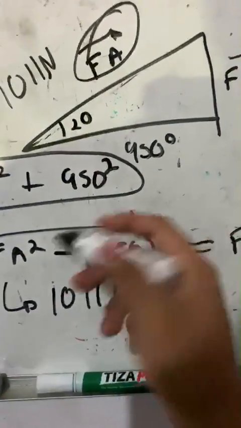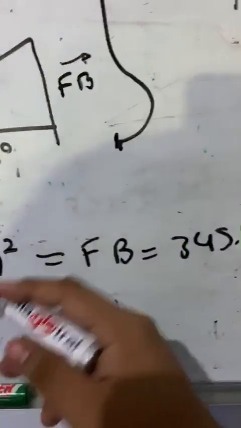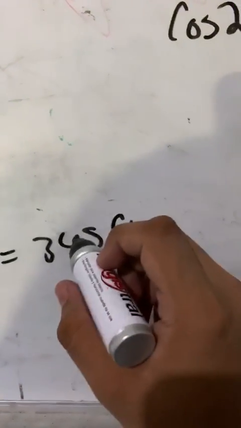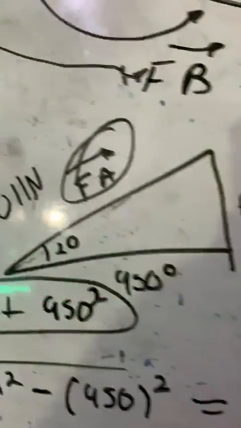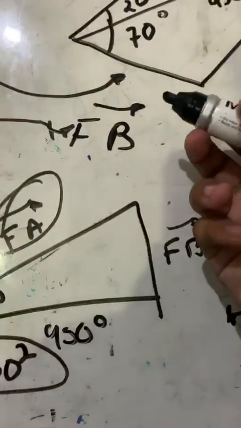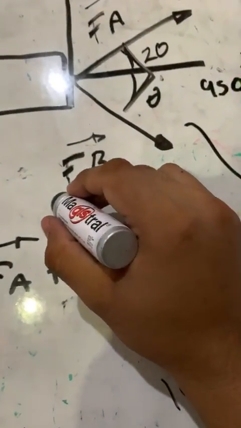And we just need to solve this simple problem. We can use the calculator. And finally, we got that force B is equal to 345.9 newtons. That is this force. But in our first triangle, this is the force.